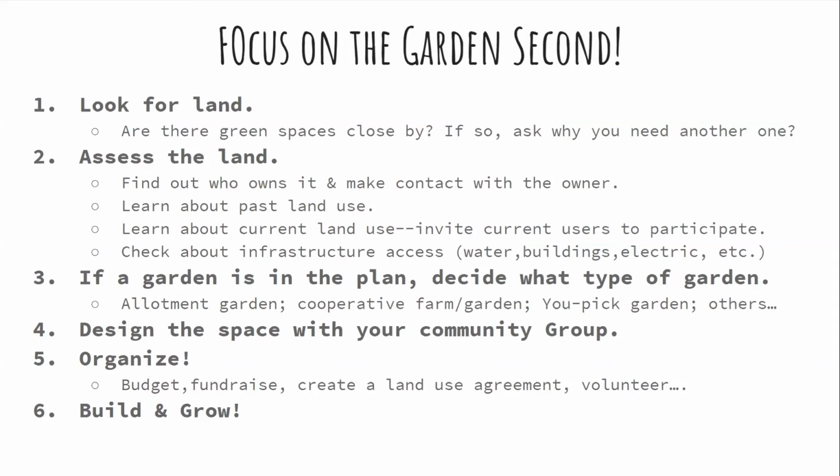So the fourth part is to design the space with your community group. Keep coming back to that group of 10 plus people. Hopefully everyone in a 3-block radius on all sides is going to be really involved in this. Maybe they're not, but make sure you're communicating with all of those people and giving them the opportunity to provide input on that space. And then again, with the garden, you've got to organize.